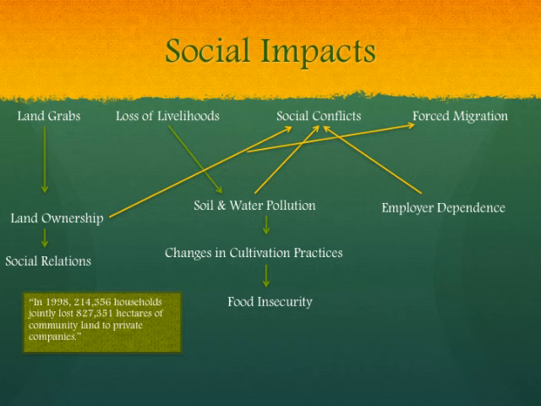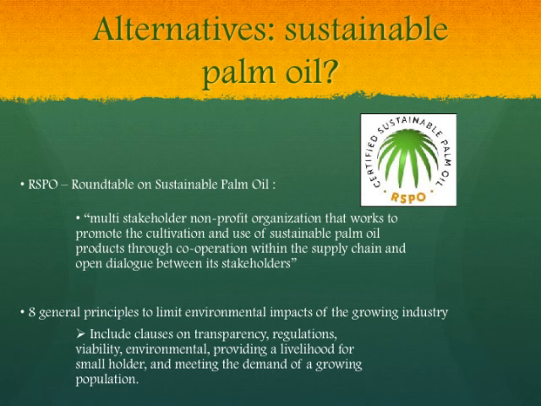As we know, palm oil production destroys soil as well as pollutes water. This leads to changes in cultivation practices, which in turn affects food insecurity as well as contributes to the deterioration of the culture. A final thing that contributes to social conflicts is the increasing dependency that the locals gain on the plantations when it comes to jobs as well as money for food. This again alters their original way of life.